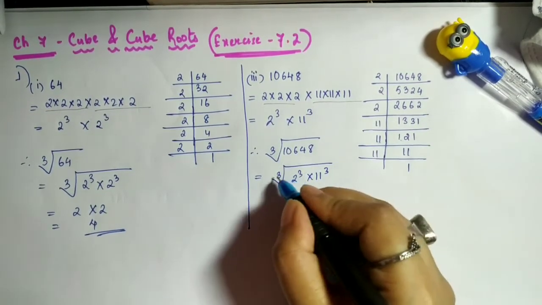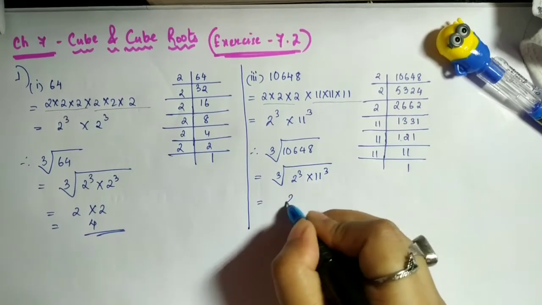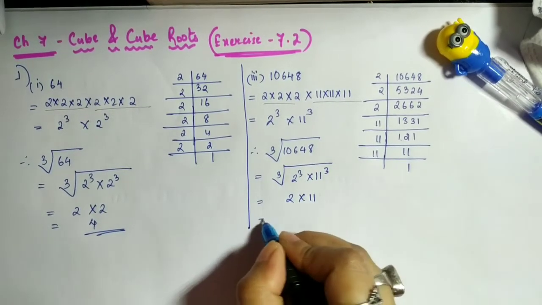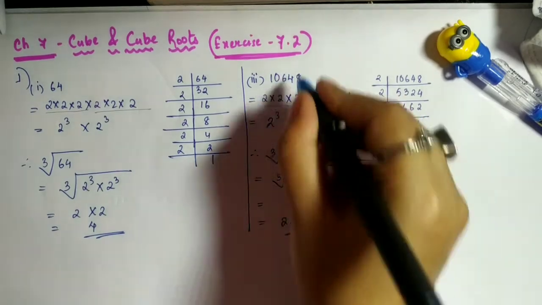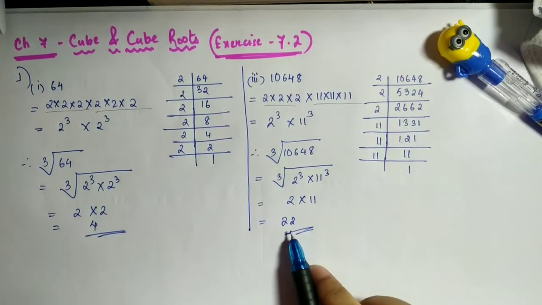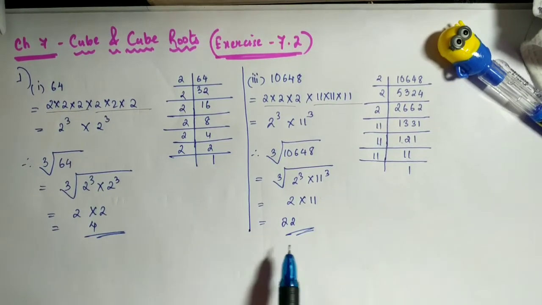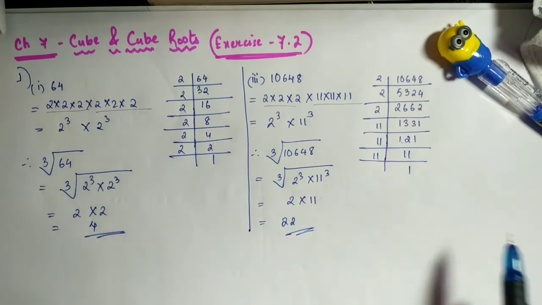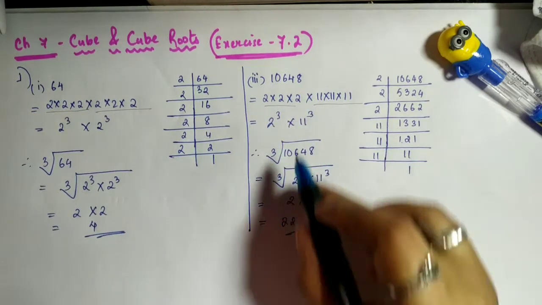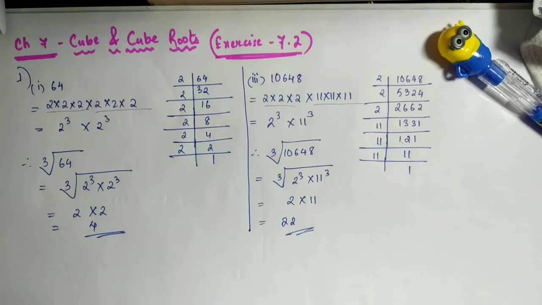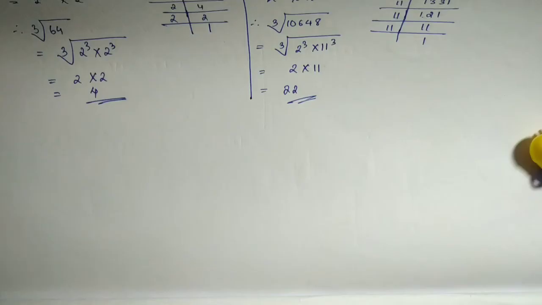When you remove the cube root, the cubes also go away. So 2 into 11, which is equal to 22. That means the cube root of 10648 is equal to 22. That means if you multiply 22 three times, 22 into 22 into 22, the cube of 22, you will get 10648. I'll be showing you a few more sums. Okay, let me show you number 4.